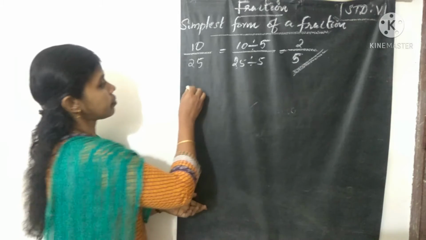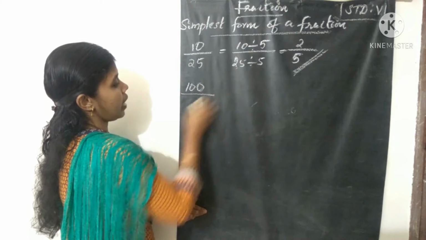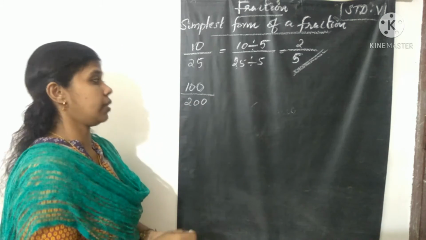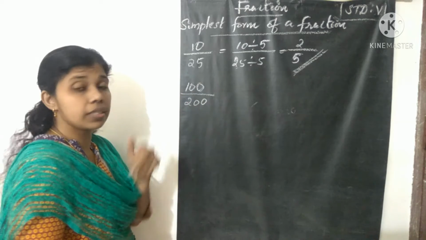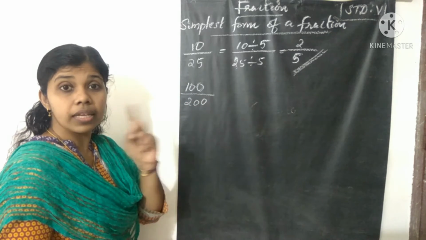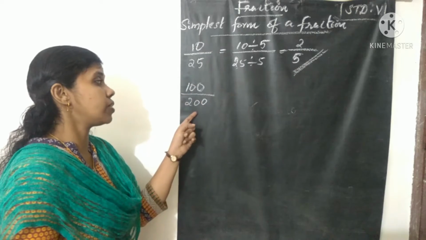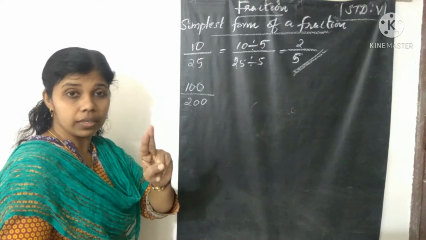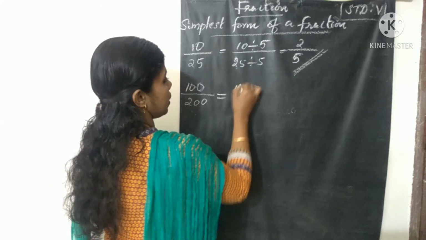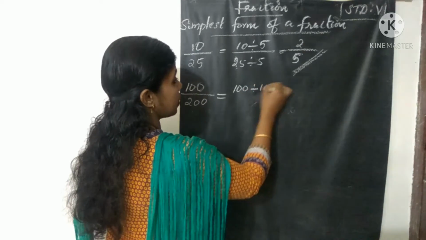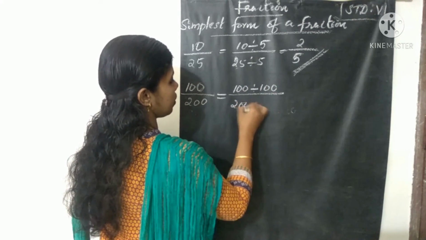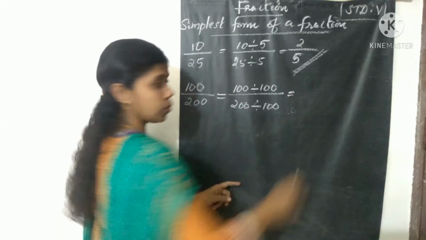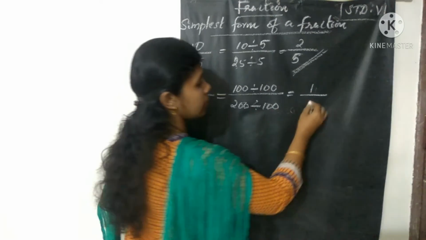Another question. 100 divided by 200. Here 100 and 200 have any common factor? Yes. There 100 is the common factor of these two. This 100 contains 100, this 200 contains 200. So here these two numbers are divided by 100. 100 divided by 100 is equal to 1. 200 divided by 100, 2.